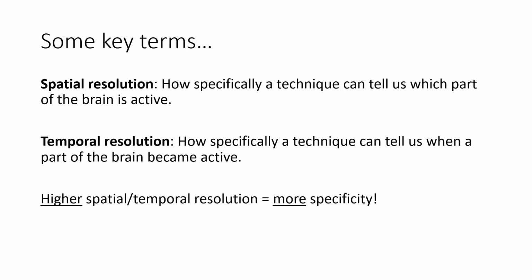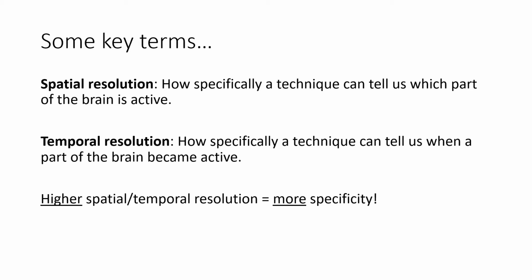But before we go into the way that those different techniques work, you need to understand some key terms, and those are spatial resolution and temporal resolution. Spatial resolution just refers to how specifically a technique can tell us which part of the brain is being active. So incredibly low spatial resolution might be something like it can only tell us which lobe is active, whereas incredibly high spatial resolution will be down to the individual neuron.